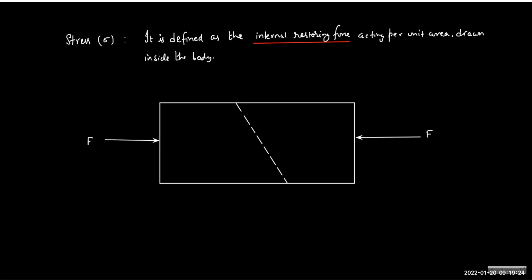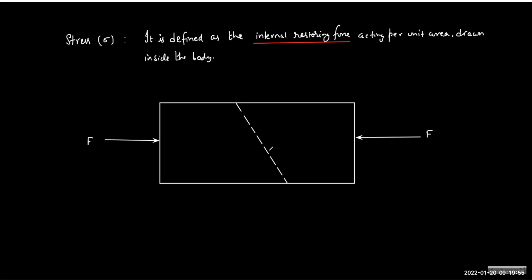Now what do you expect? The body will move or will remain at rest? Will remain at rest. Correct. So the body will remain at rest for sure. Okay. So if the body will remain at rest, then if I choose any random cross section, what will happen? That cross section will develop some force, isn't it?